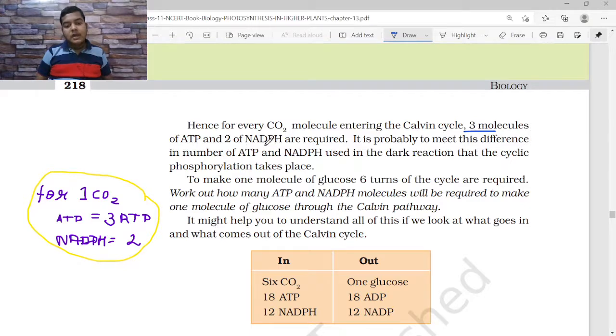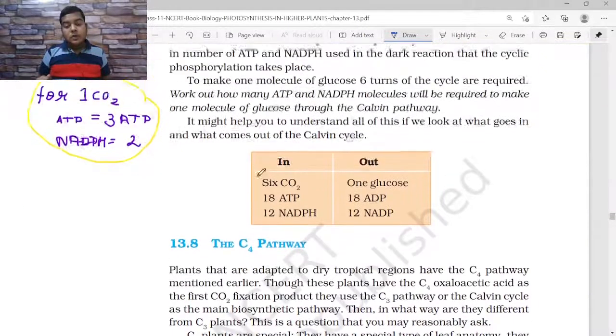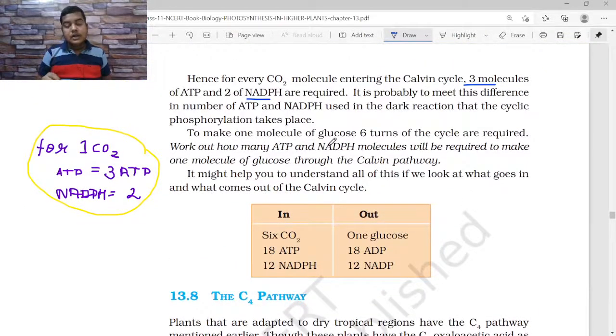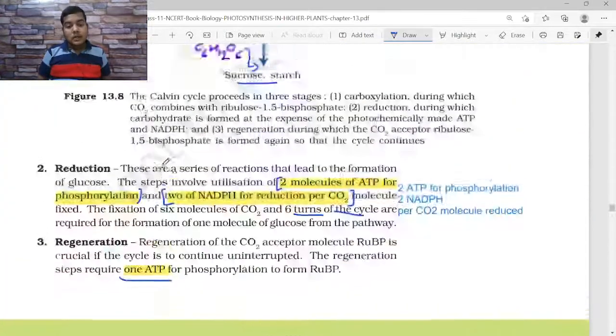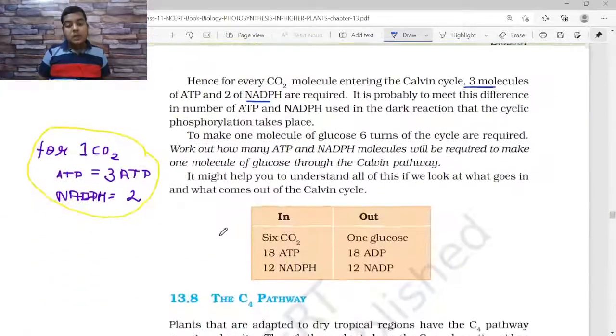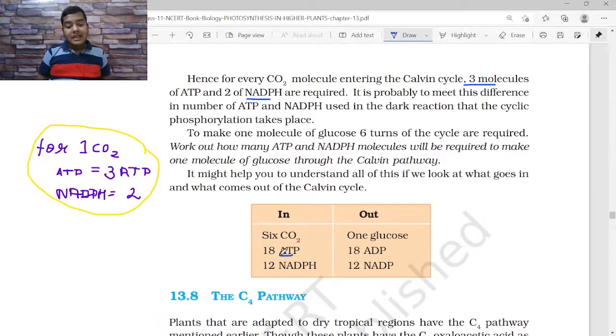3 molecules of ATP and 2 NADPH are required. अभी हमने ऊपर पढ़ा, but it is probably to meet the difference in the ATP and NADPH. So जो light reaction में जो product ATP और NADPH बने थे वो यहाँ पे यूटिलाइज हो गए. ठीक है, तो अगर हमें ग्लूकोज बनाना है C6H12O6, तो we have to give 18 ATP and 12 NADPH. We'll get 18 ADP and 12 NADP out. So this is for one glucose molecule.